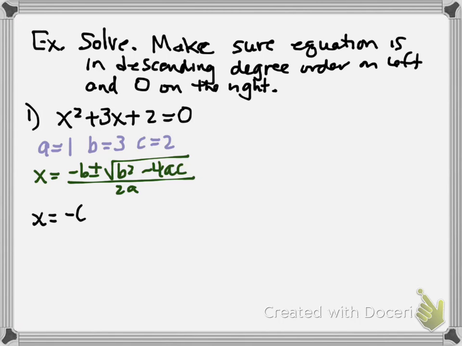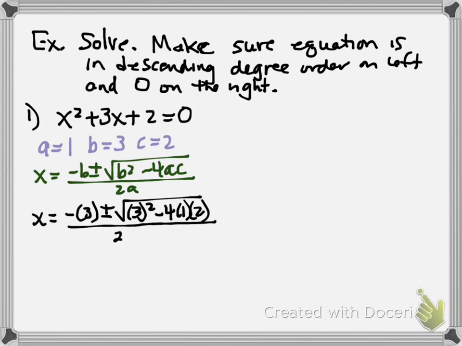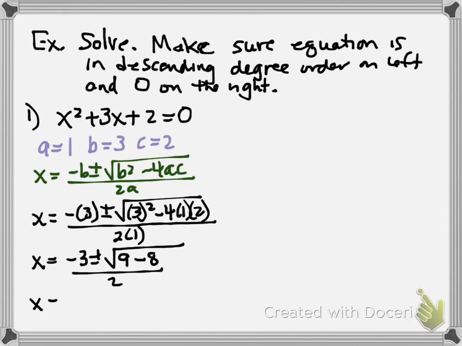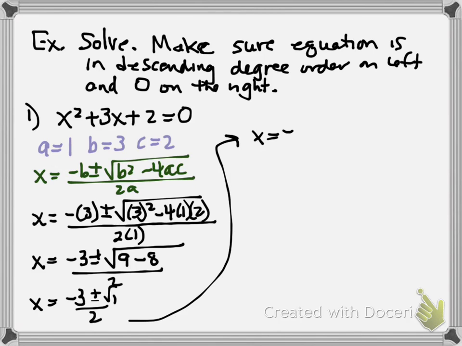So I get x equals the negative of the B value 3 plus or minus the square root of the B value 3 squared minus 4 times the A value 1 times the C value 2 all over 2 times the A value 1. And then once I have that, I just keep solving. Keep doing math until there's nothing left to do. So I get negative 3 plus or minus the square root of 9 minus 8 over 2, which gives me x equals negative 3 plus or minus square root of 1 over 2, which gives me x equals negative 3 plus or minus 1 over 2.